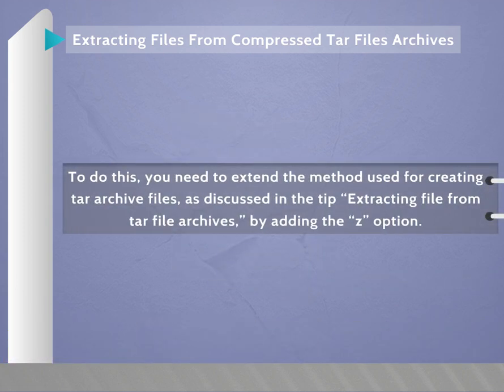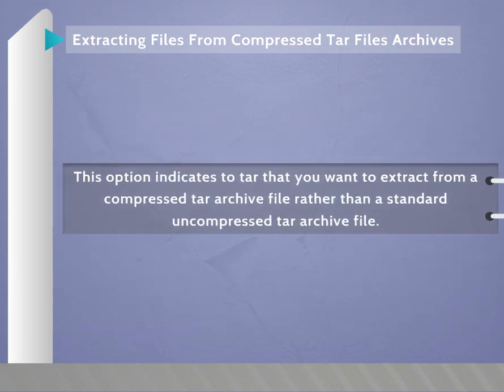To do this, you need to extend the method used for creating tar archive files as discussed in the tip, extracting the file from tar file archives by adding the Z option. This option indicates to tar that you want to extract from a compressed tar archive file rather than a standard uncompressed tar archive file.